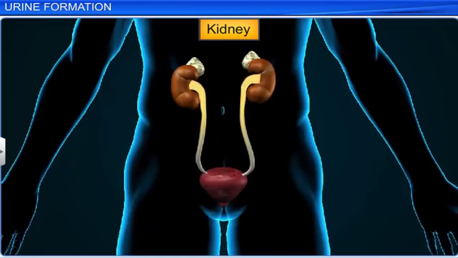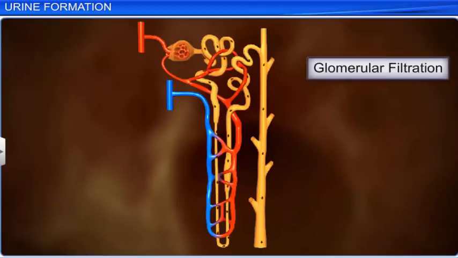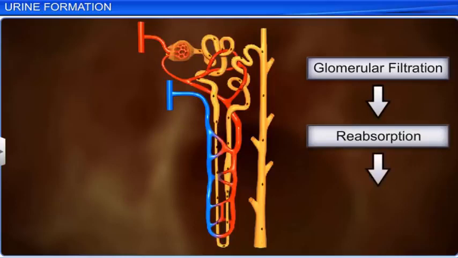The kidney is the major excretory organ in humans, and one of its primary functions is urine formation. Each kidney contains about 1 million nephrons, which are the basic functional units of the kidney, and help in urine formation. Urine formation involves 3 major processes, namely glomerular filtration or ultrafiltration, reabsorption, and secretion.